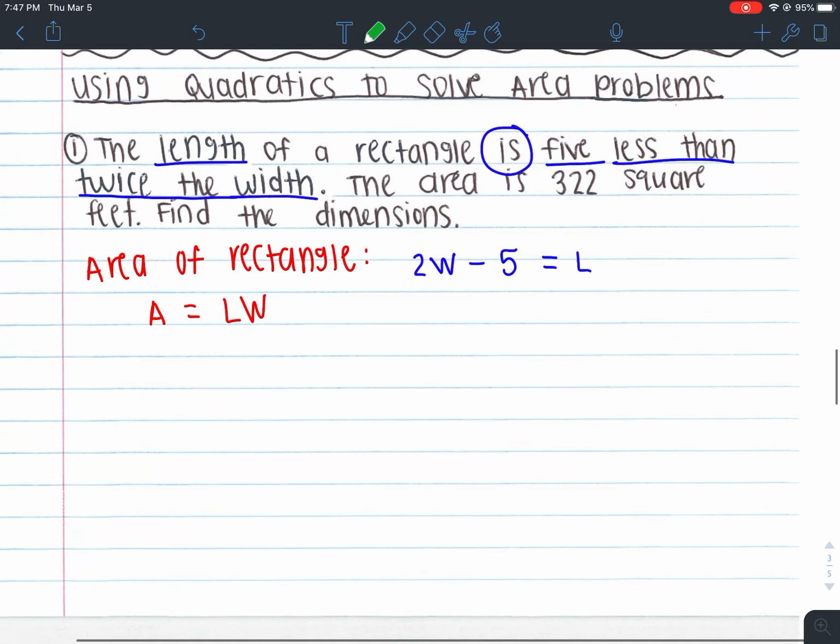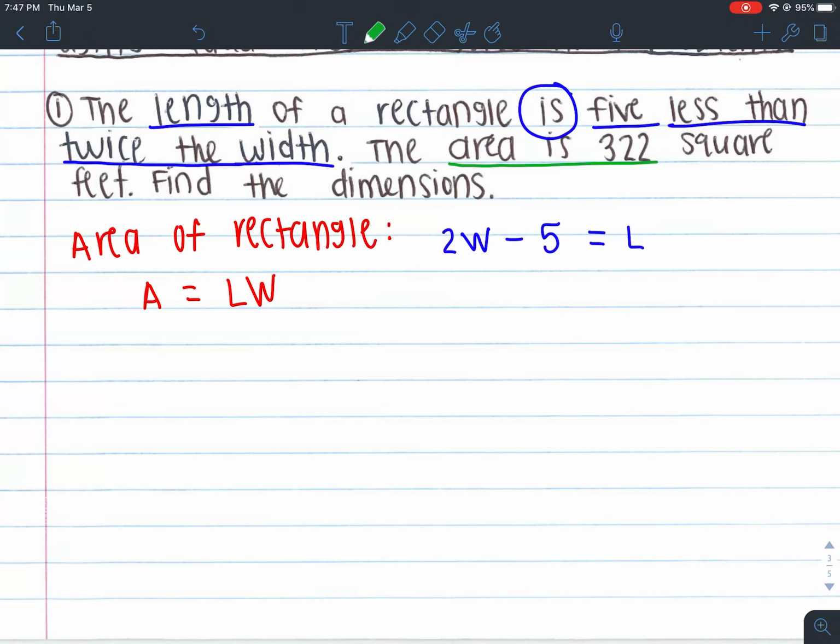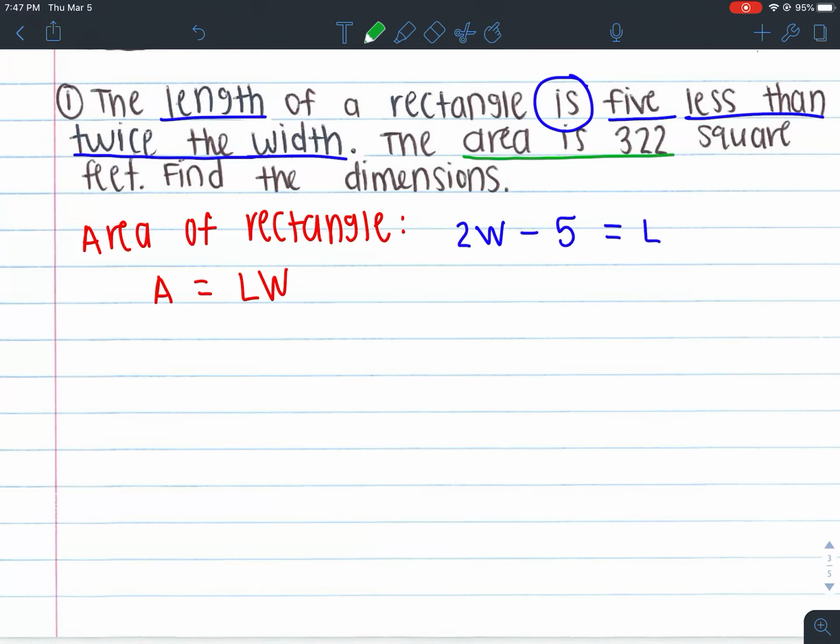Now I also know what? I also know that the area is 322 square feet. So using all of this information, I'm going to plug it into this formula for area of a rectangle. Okay, so do I know the area? I do, right? The area is 322. So let's plug that in. So we have 322 equals length times width. Okay, so right now I don't really have much information. I just know 322 equals length times width.